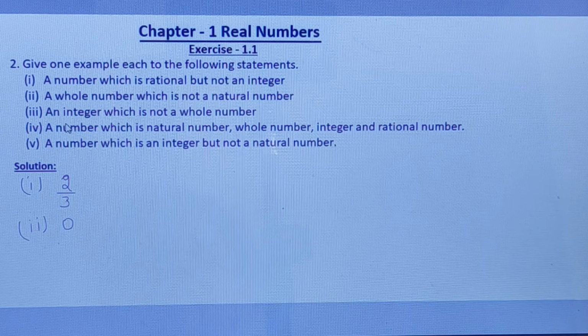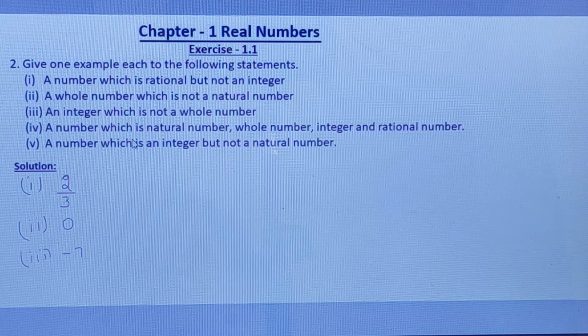Third one, an integer which is not a whole number. It should be an integer but should not be a whole number. 0 is a whole number, it is also an integer, so you cannot say 0, right? Any positive integer is also a whole number. So any negative integer you can take as a solution to this. For example, I am taking minus 7.